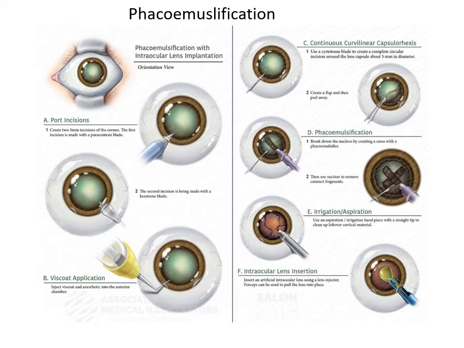After that, remaining cortical matter is removed by the irrigation aspiration system. Here you can see the foldable intraocular lens is injected through the small incision. It then unfolds in the anterior chamber, or in the bag, when it is injected.